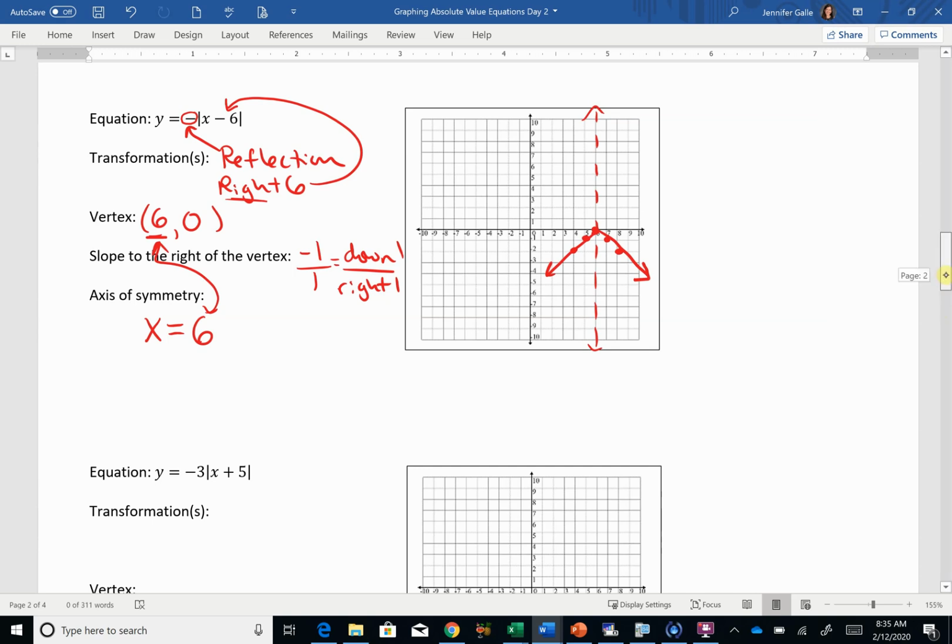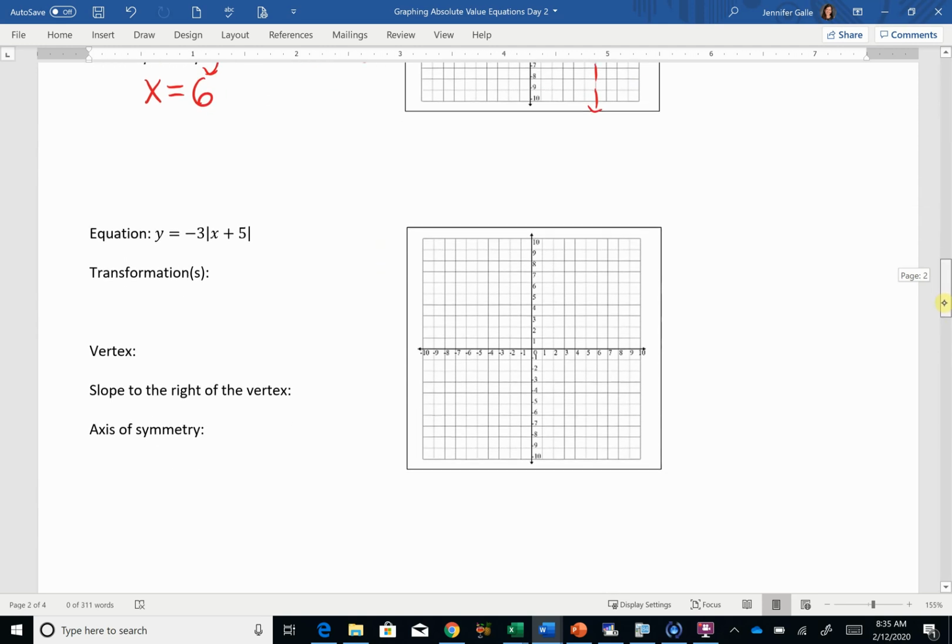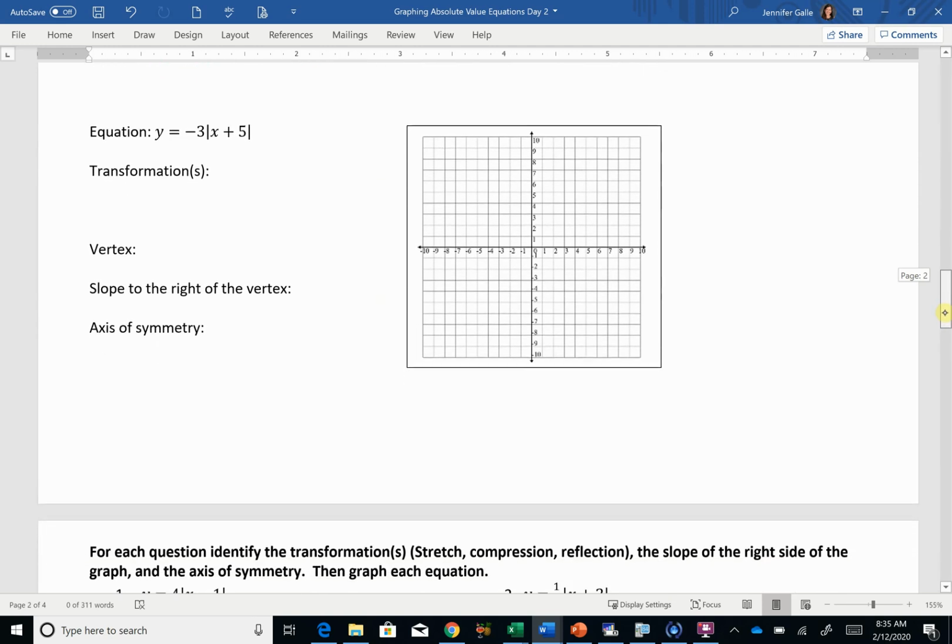Now, if you want to pause here, you're controlling your own pace today. If you want to pause here and try to pick out the transformations before I go through them, you sure can. If you just want to keep rolling and listen to my explanation, that is totally your choice as well.